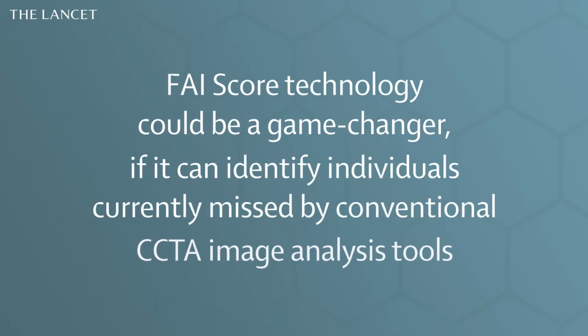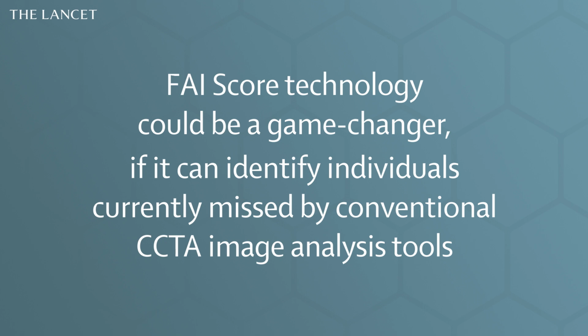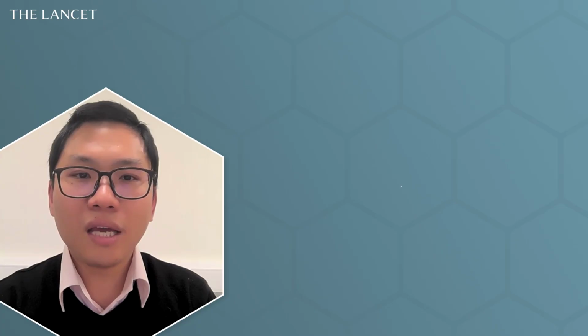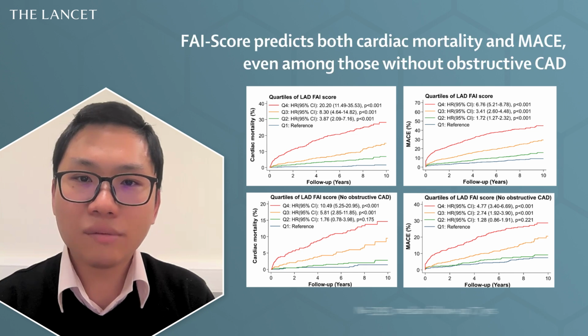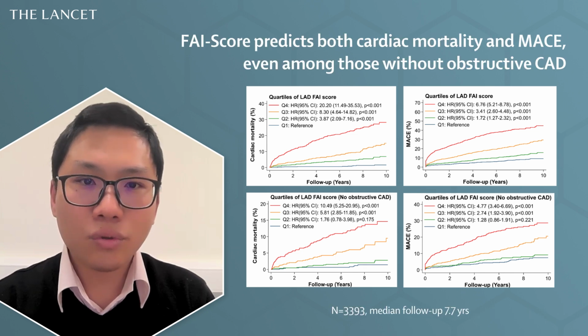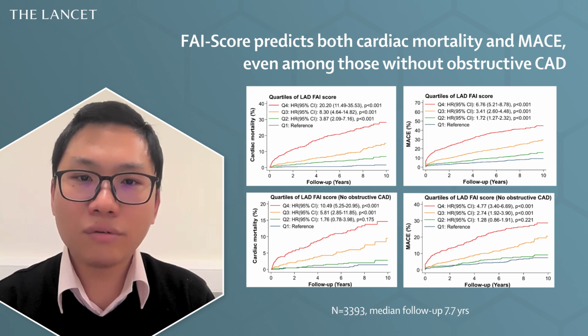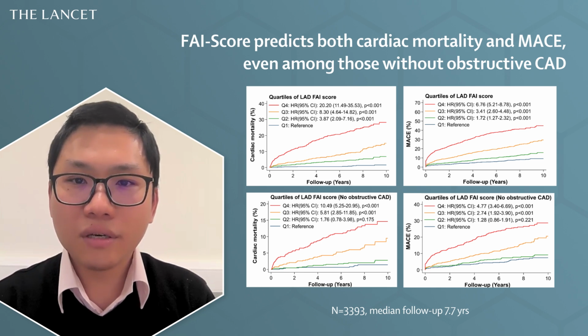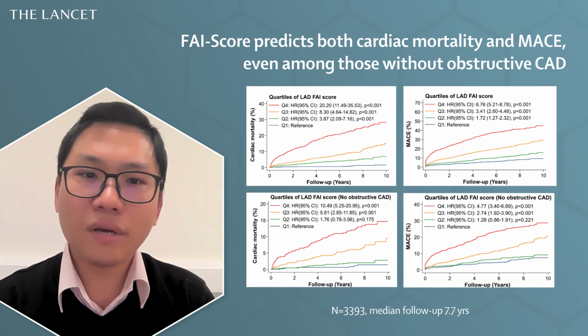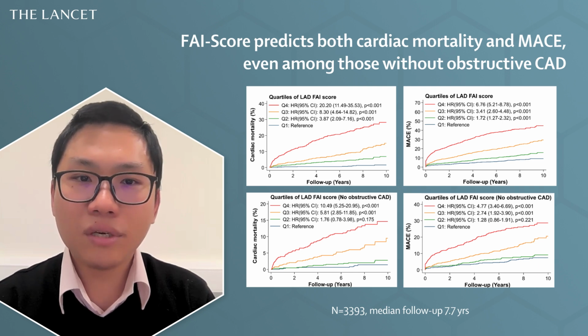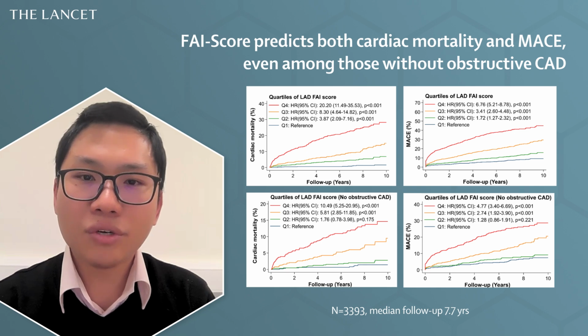The PHI technology could be a game changer in cardiovascular prevention if it could identify these patients who are currently missed by the current conventional cardiac CT image analysis because they don't have actionable coronary artery disease. In a nested analysis of 3,300 patients from the Orphan cohort, PHI score was found to predict both cardiac mortality and MACE, even in patients without obstructive coronary artery disease. In this figure, you can see the distribution of cardiac mortality and MACE over a 10-year period stratified by PHI score measured at baseline from the routine cardiac CT scan.